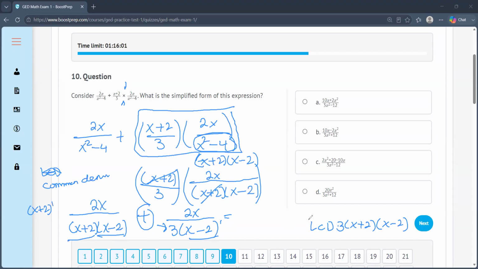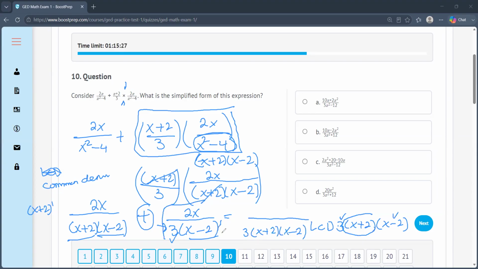So on the bottom, you could just put your LCD. So on the bottom, you could put 3 times (x plus 2) times (x minus 2). And you see, this is the reason why I don't FOIL out, because there's a good chance that something might cancel. So on the top, this is where you're going to do some algebra. So on this side, right here, 2x over 3 times (x minus 2). What are we missing to get our LCD? Well, we have the 3 and the x minus 2, but we are missing the x plus 2.